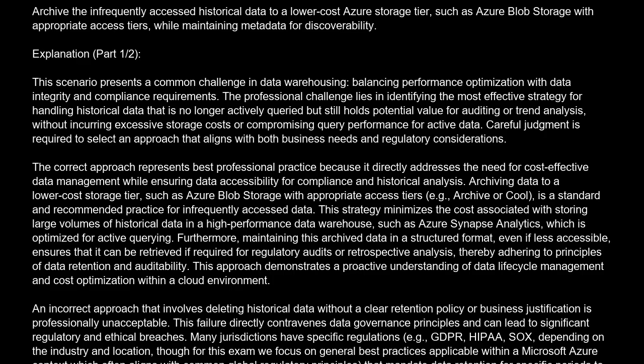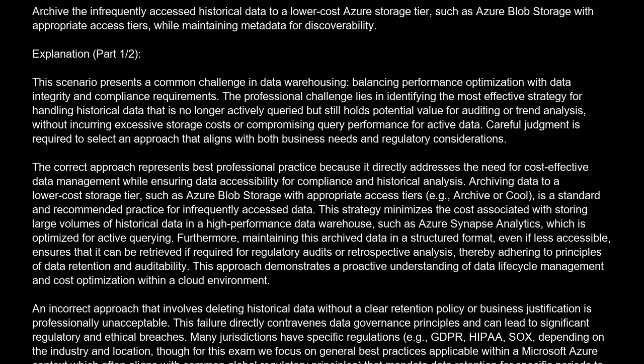The professional challenge lies in identifying the most effective strategy for handling historical data that is no longer actively queried, but still holds potential value for auditing or trend analysis, without incurring excessive storage costs or compromising query performance for active data. Careful judgment is required to select an approach that aligns with both business needs and regulatory considerations. The correct approach represents best professional practice because it directly addresses the need for cost-effective data management while ensuring data accessibility for compliance and historical analysis.